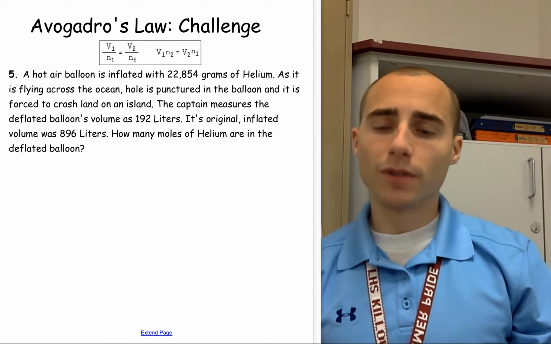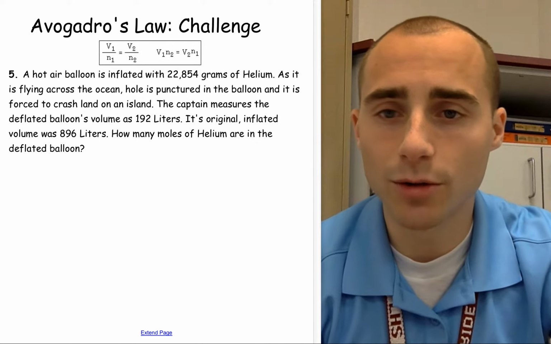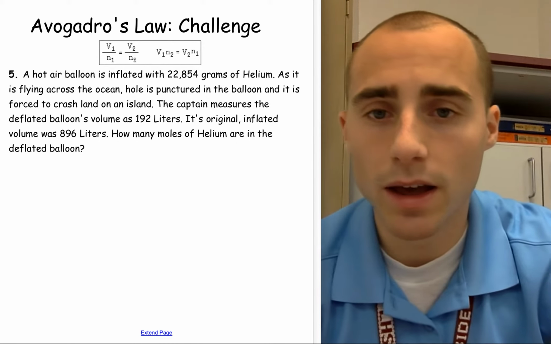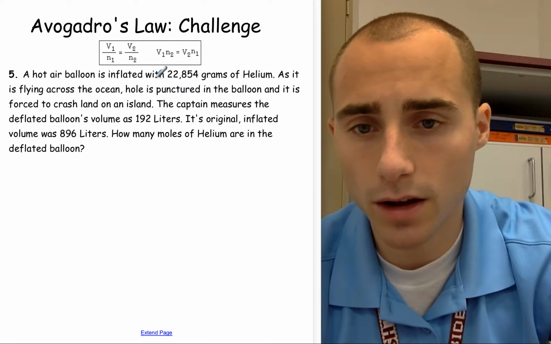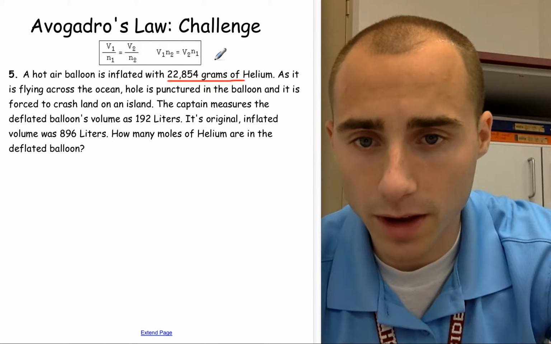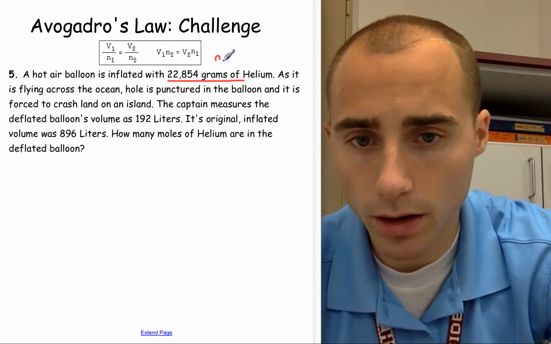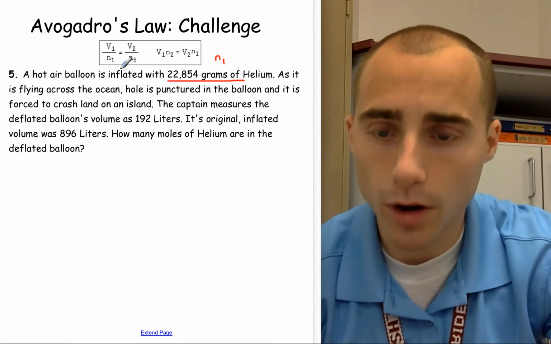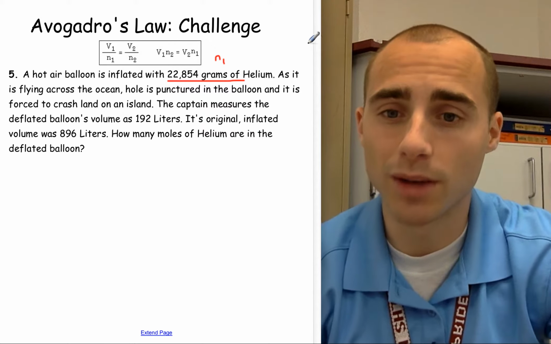A hot air balloon is inflated with 22,854 grams of helium. So let's go ahead and underline that. That's our first thing, and that is going to represent N1 because that's our amount. It's not in moles, though, so that's what you've got to pay attention to.